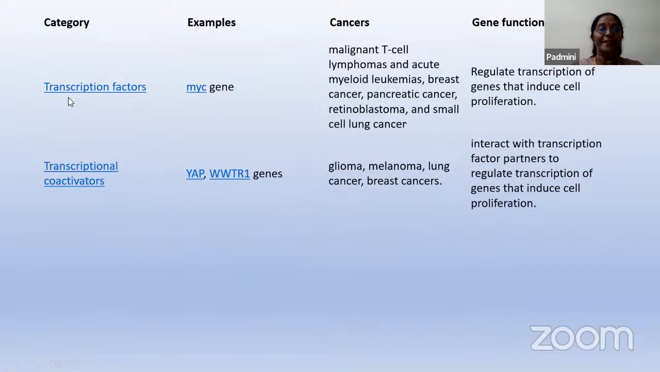The other one is transcription factors, where transcription of the protein has to occur. Example is the MYC gene over here. The MYC gene is a myelocytomatosis gene. Myelocytomatosis gene regulates transcription that induces proliferation. Cancers are malignant T cell lymphomas, acute leukemias, or breast cancers. Transcriptional cofactors. So you also have cofactors, YAP and WWTR1 genes, which lead to glioma, melanoma, lung cancer, and breast cancers.